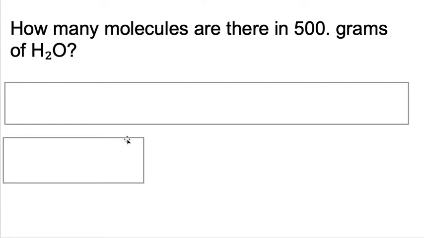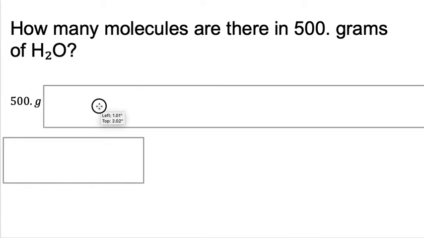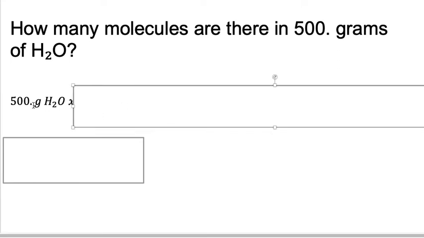How many molecules are there in 500 grams of H2O? So kind of an average water bottle contains about 500 grams of water. That's a half a liter of water. And so I want to figure out how many molecules are in that sample. All right, so write down what I have. I have 500 grams of H2O.